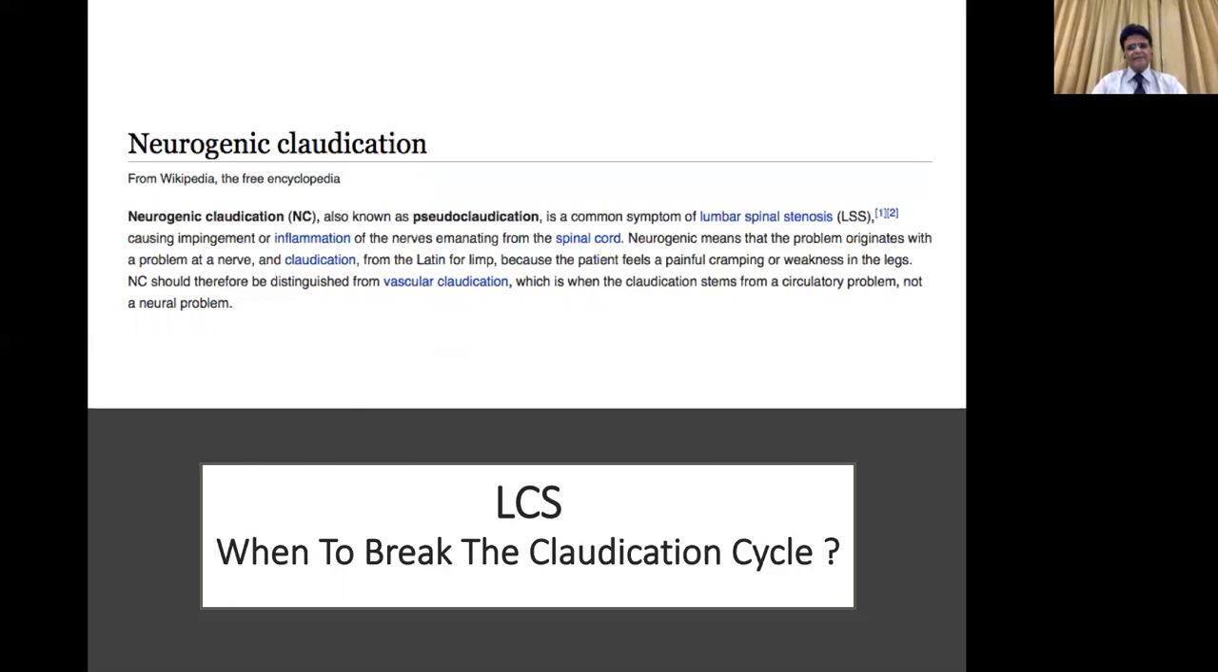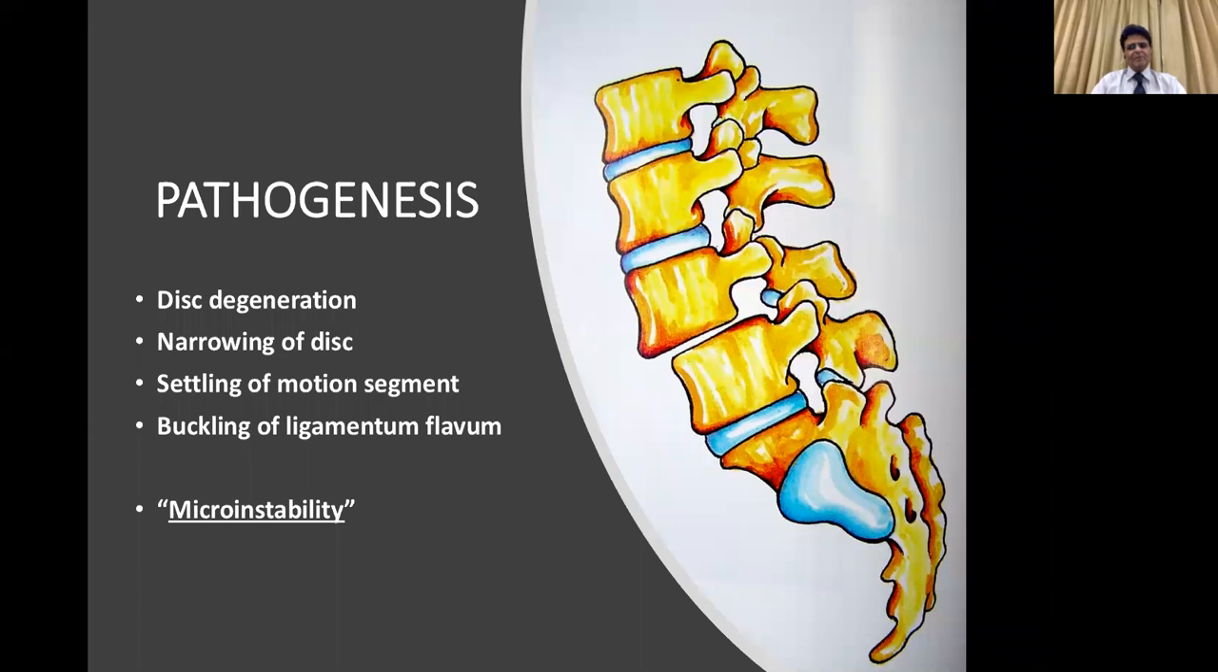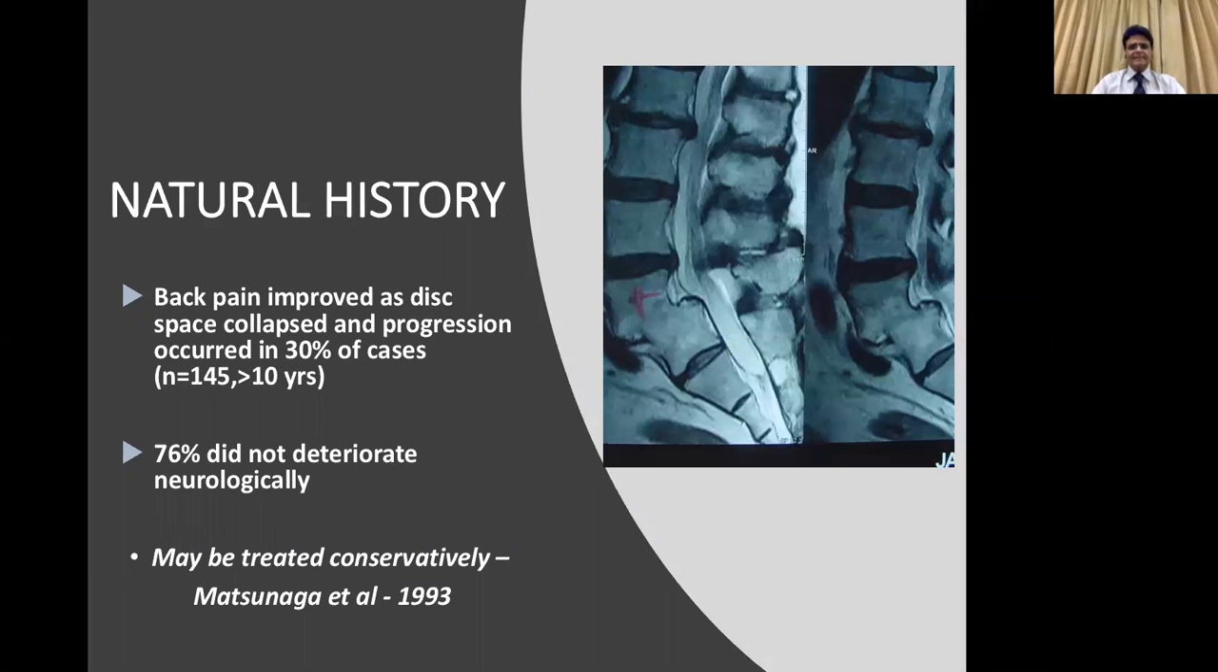When should you break this claudication cycle? Well, all these are a part of the cauda equina cascade. Initially, there is micro instability, then there is a settlement or macro instability before they will auto-stabilize. But in that stage between micro to macro instability, they are extremely painful and uncomfortable. At this time, if they are significantly claudicant, they could be offered surgery after a good non-surgical trial.